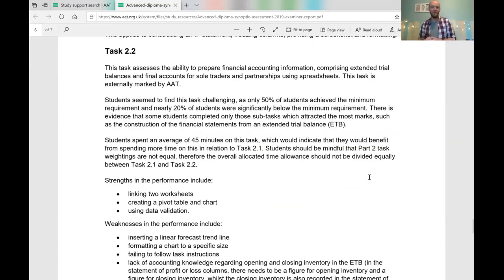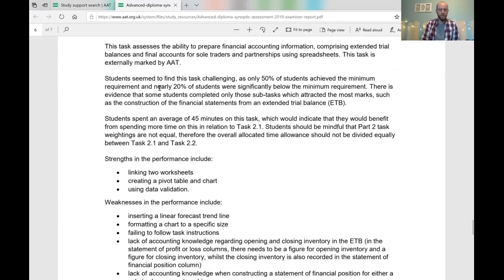So task 2.2. I'll do a similar sort of thing I did with task 1.3. I'll go through it in a bit of detail and give you some of my thoughts on this as well. As before, the first part tells you what the task is covering. It says this task assesses the ability to prepare financial accounting information comprising extended trial balances and final accounts for sole traders and partnerships using spreadsheets. And this task is externally marked by the AAT. So there's a few things there to really pick out on. Task 2.2 is where advanced bookkeeping and final accounts preparation are going to be tested from the aspect of spreadsheets.